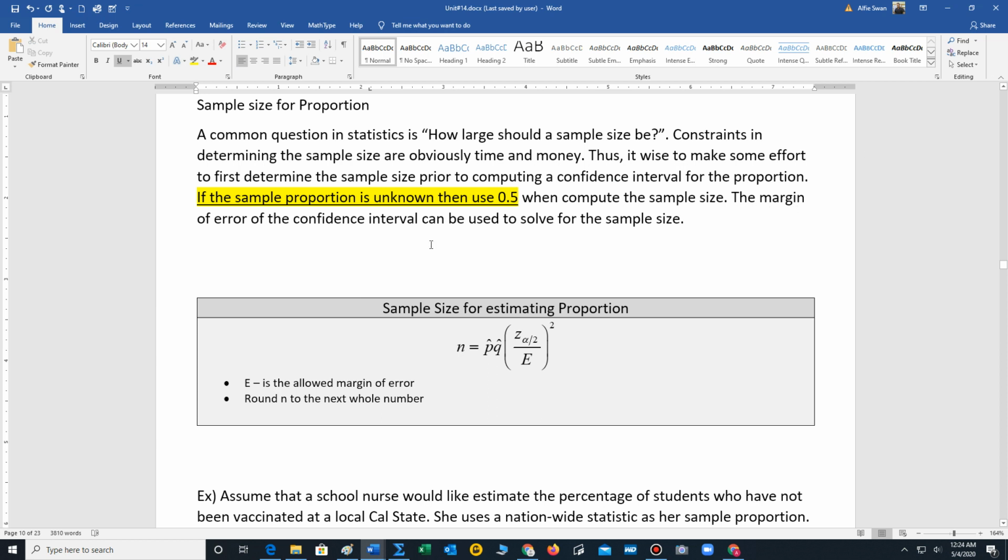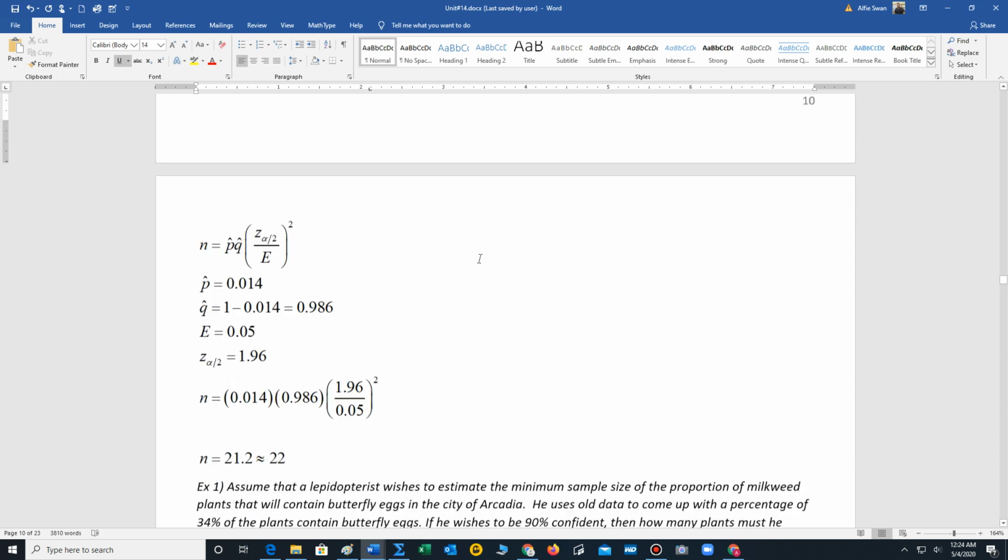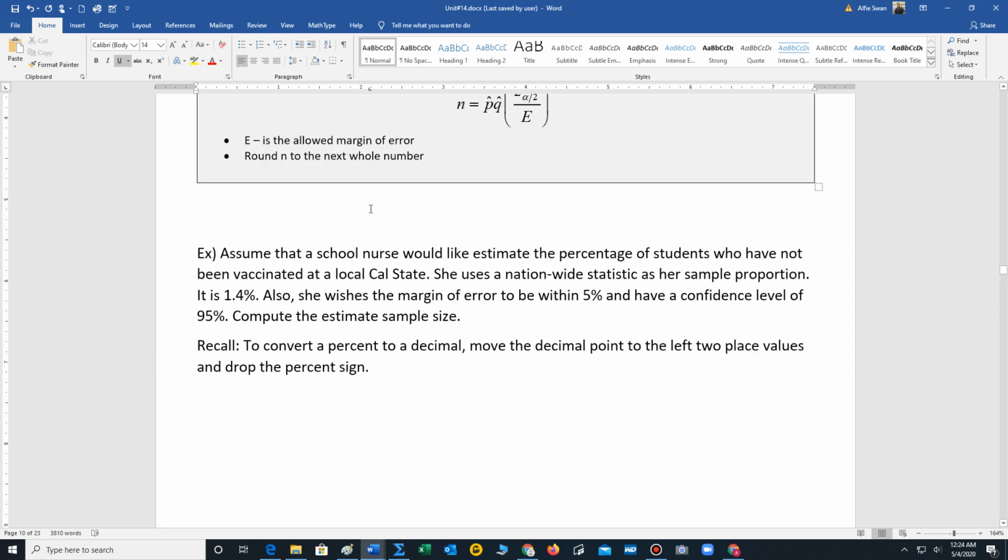And so the margin of error is typically provided in this computation. So we have our formula for the minimum sample size. It's n is equal to p hat times q hat times z sub alpha over 2 divided by the error, squared. E is the allowed margin of error, and we always round n up to the next whole number. Okay, so let's go ahead and work out this example here.